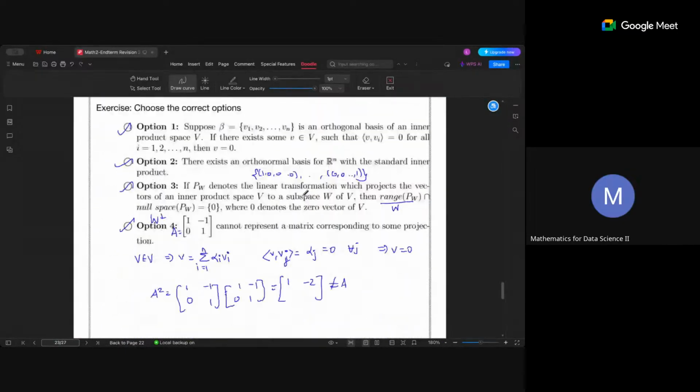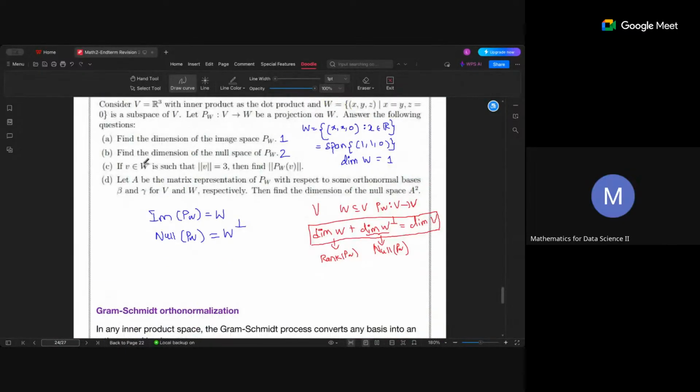So it means that any element from the subspace itself is mapped to the same vector. So if V belongs to W, then maybe I'll write it in red because it's an important property here: if V belongs to W, then PW of V is equal to V. Now with this, can you tell what is the norm of PW of V? It should be the same as the norm of V, which is 3.